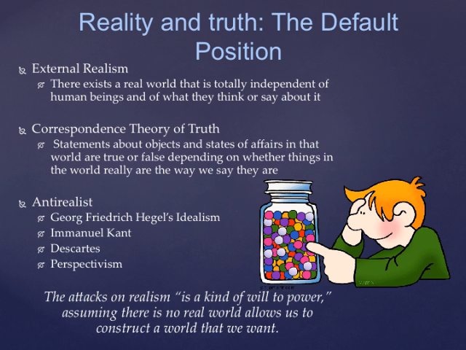Reality and truth, the default position. So the two that I highlighted last slide are given names. The first one is called external realism. And this is a term you should familiarize yourself with. External realism means that there is an existing world that is totally independent of human beings and of what they think or say about it.